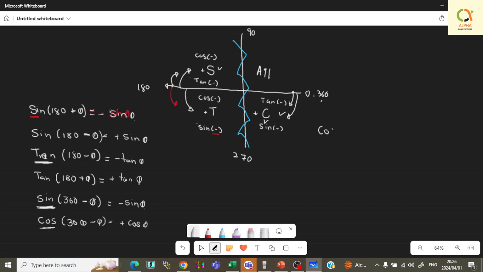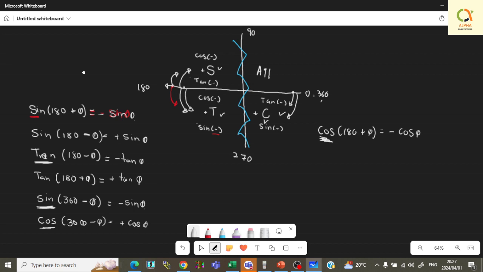Let's say you're given now the cos of 180 plus theta. Simplify it. 180 is on this line. 180 plus theta is going to fall on the third quadrant. So is cos positive in this quadrant? No, it's not. So this one is going to be negative the cos of theta. So now you can simplify anything that is given to you in that manner.